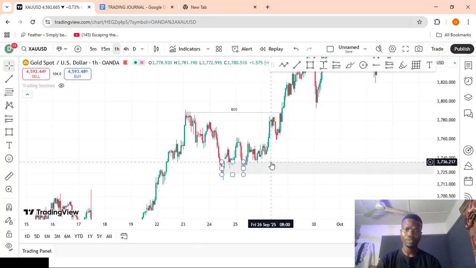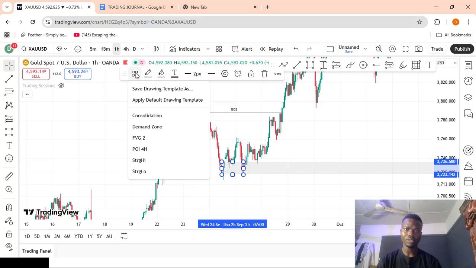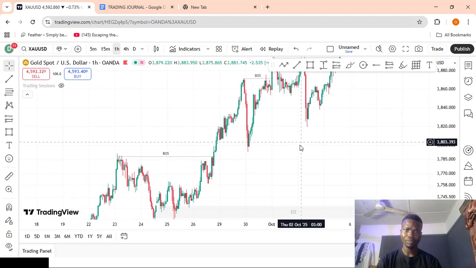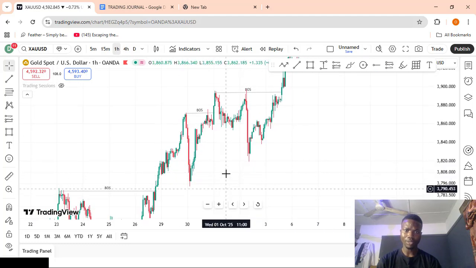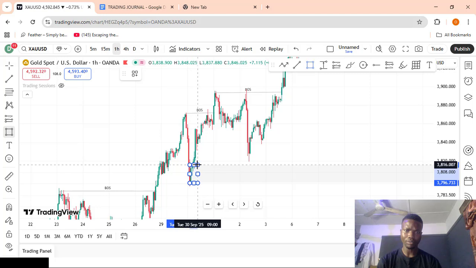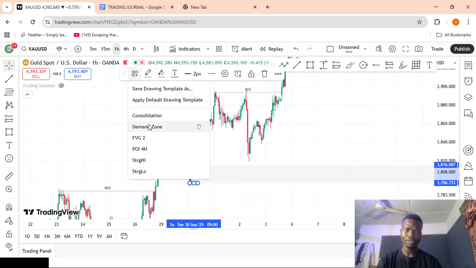All right, so that is our demand area. Now we need to mark out our demand area below this break of structure as well. So I'm going to mark this last candle here. Okay, so this is another demand zone.